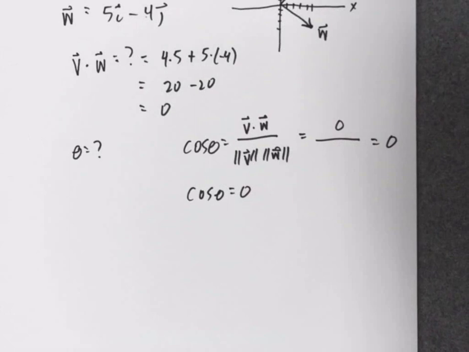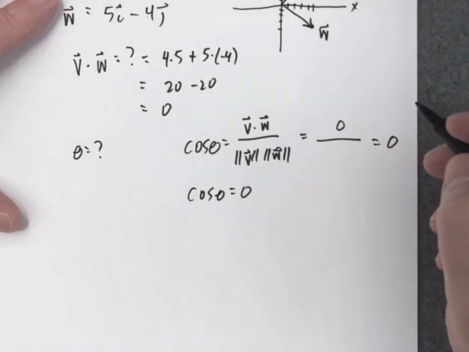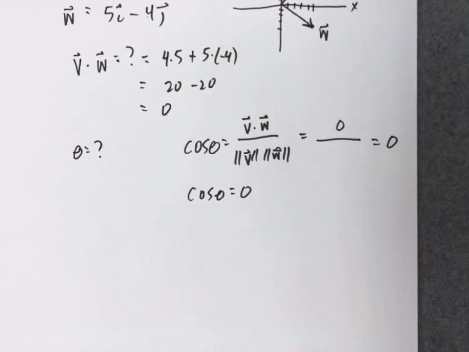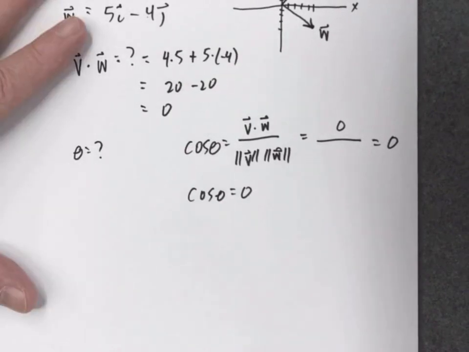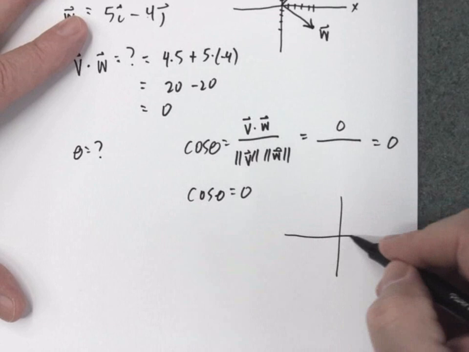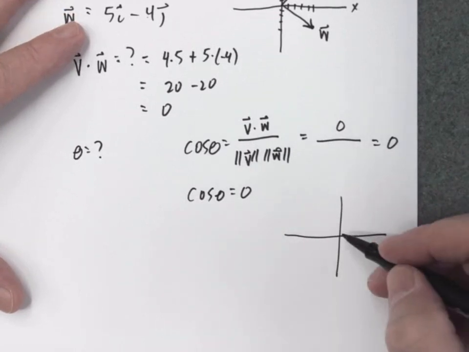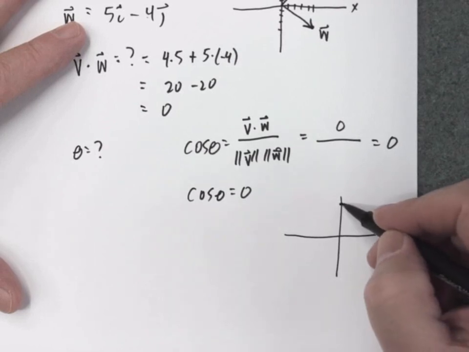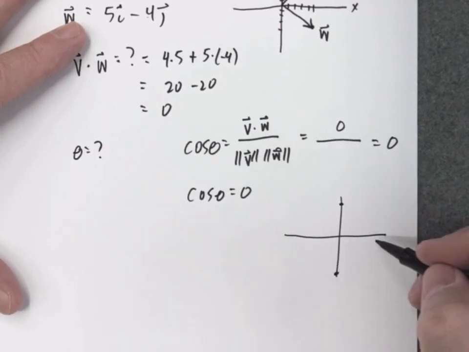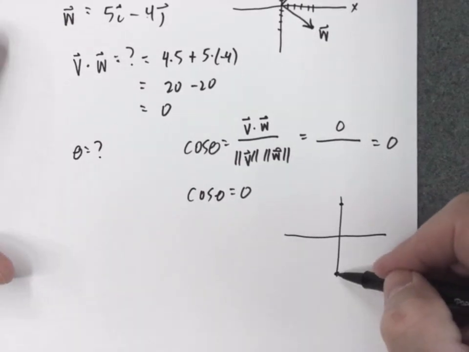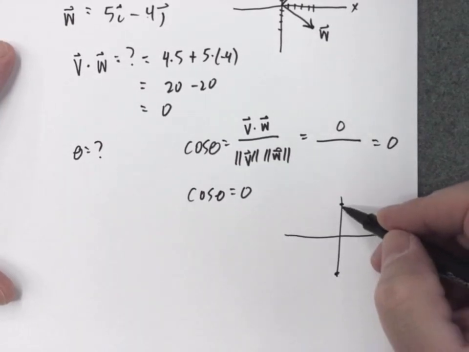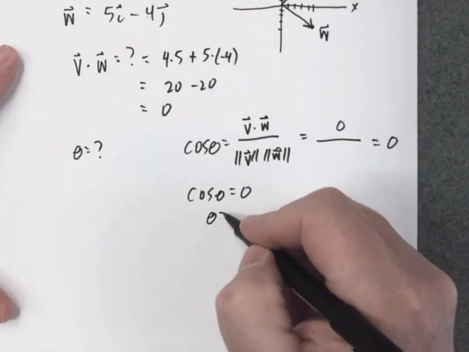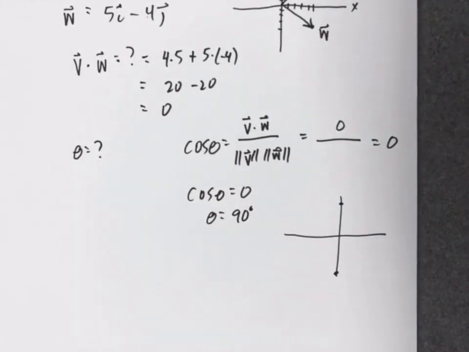So now you think, what's the angle? Give me an angle where the cosine is 0. Well, I don't have the unit circle with me, but if you think about it, where's the cosine 0? Well, either up here at 90 degrees or down here at possibly 270 degrees, but we're going to say 90 degrees.